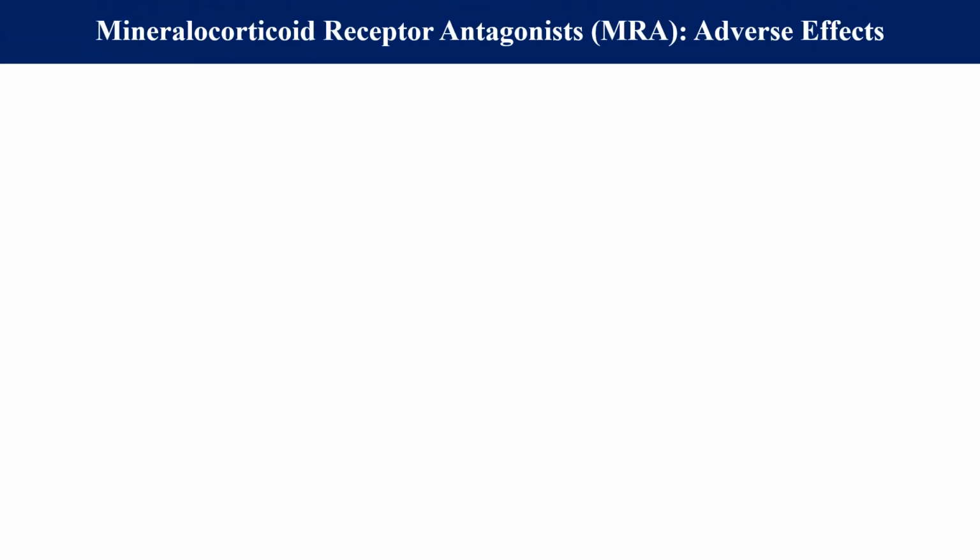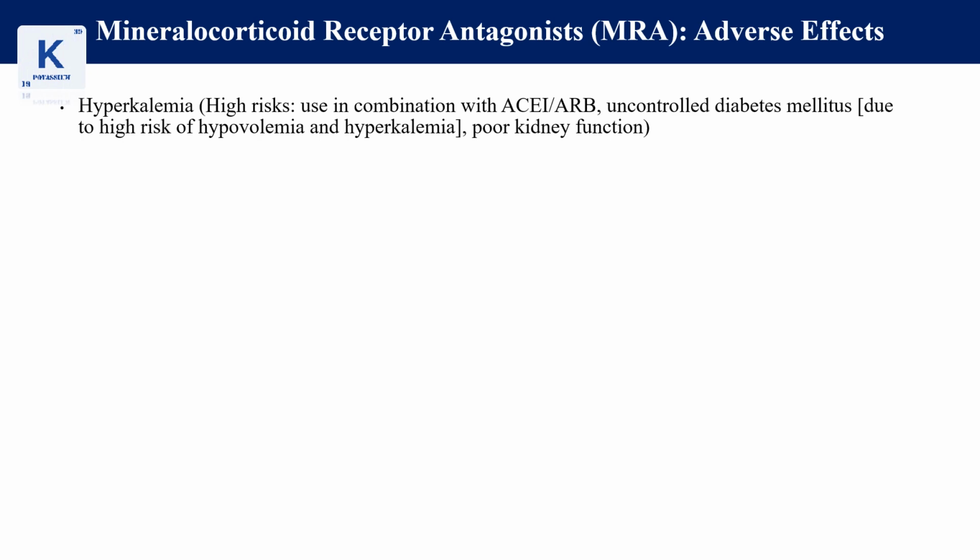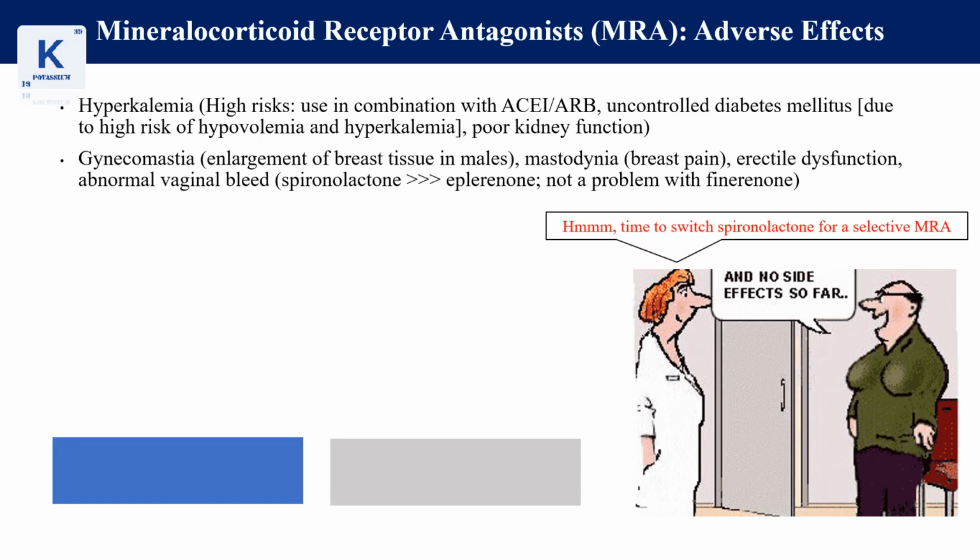Adverse effects of MRAs include hyperkalemia, gynecomastia, mastodynia, erectile dysfunction, and abnormal vaginal bleeding with the use of spironolactone, because spironolactone can also bind to sex hormone receptors. Eplerenone and finerenone are selective mineralocorticoid receptor antagonists that do not cause similar problems.